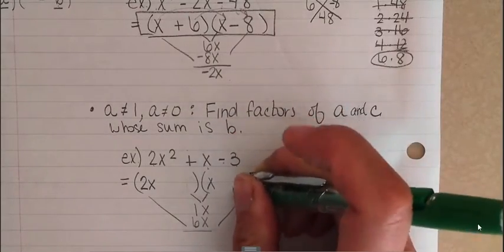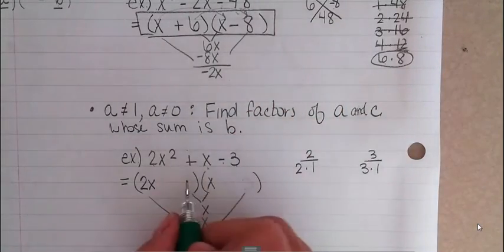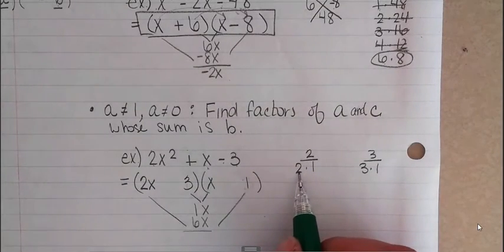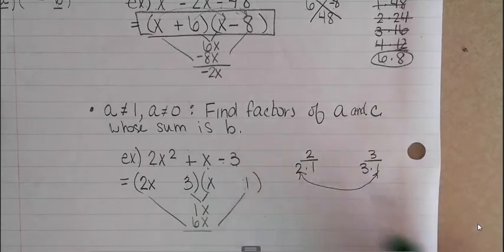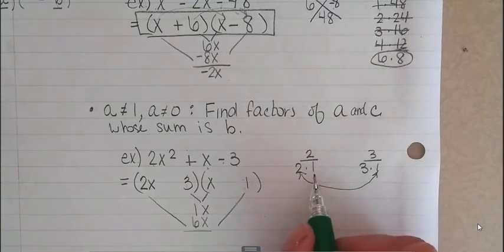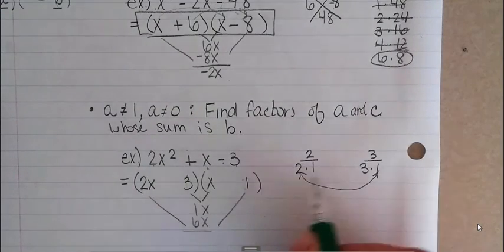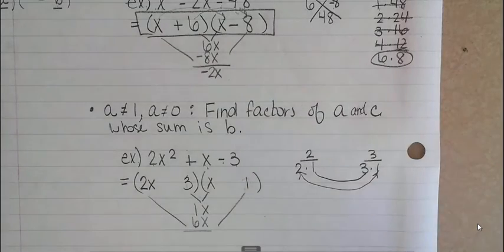That's where I'm going to switch these around. And some of you may have already seen, well, hey, if I do 2 times 1, so if I do those, maybe as my outers, as I have them written here, and then I do these as my inners, that's a 2 and a 3. I can definitely get a 1 out of that.